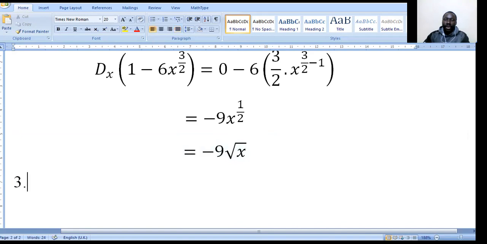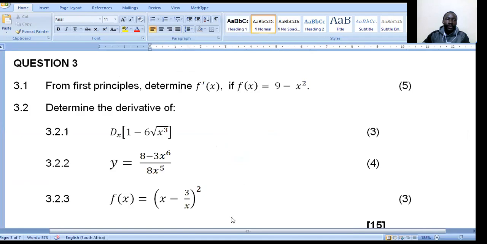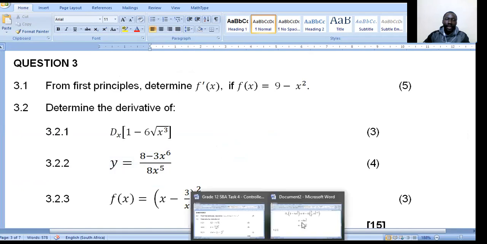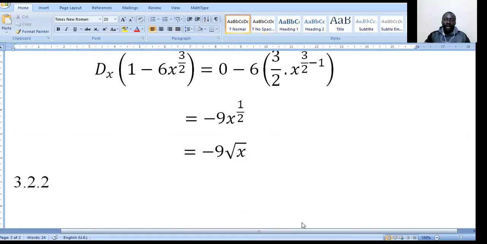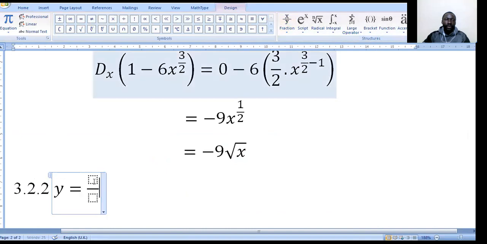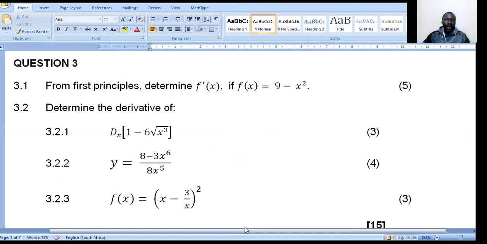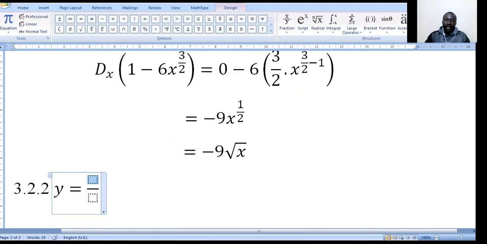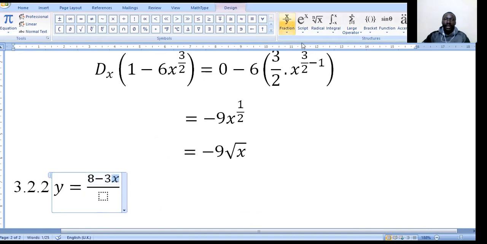We can now go to 3.2.2. So 3.2.2 is this expression. We have been given y equals 8 minus 3x raised to the power of 6. So let's write that down. We have been given that y equals, well, let me check it out again. 8 minus 3x. x has got an exponent of 6.